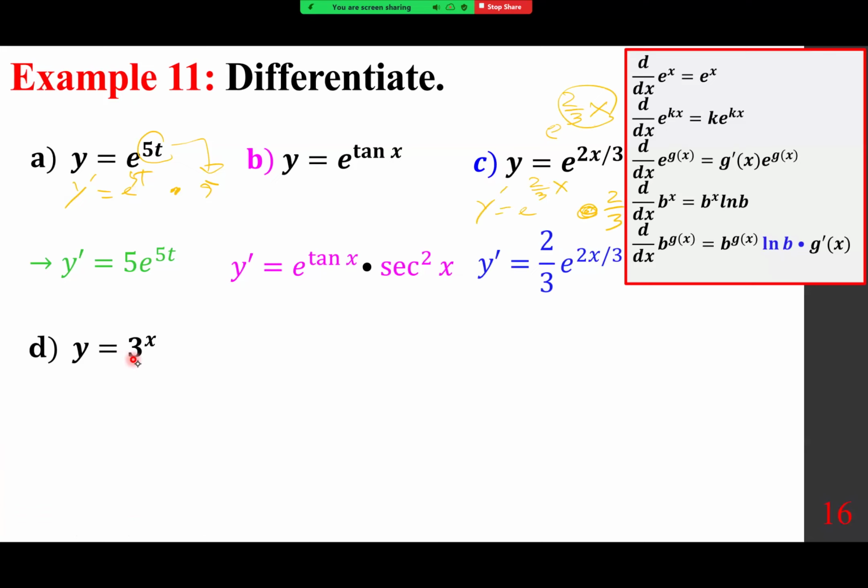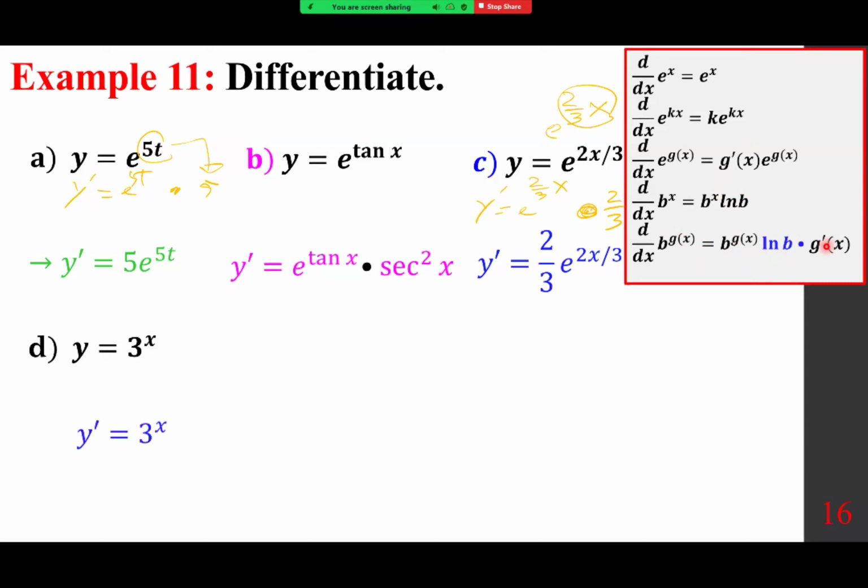What happens when the base is no longer e? Again, the answer is itself. If the base is not e, times natural log of the base, ln b. If it's b to the power of g of x, again, itself, ln b, that's really by the change of base formula, and then g prime by the chain rule.